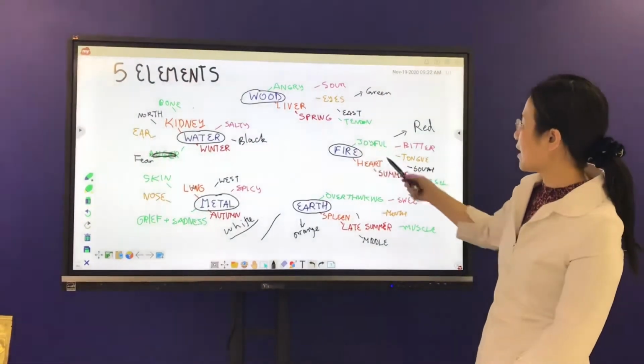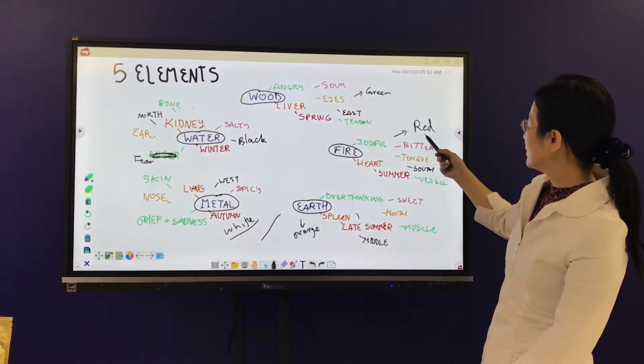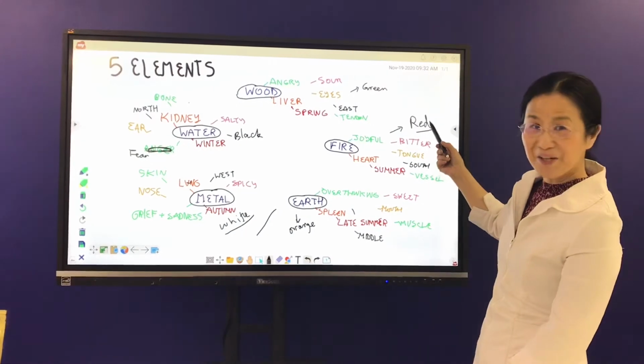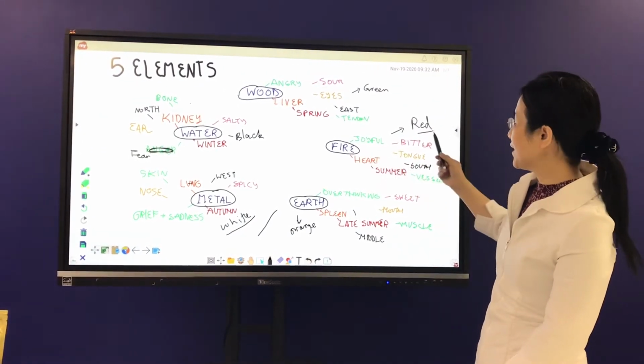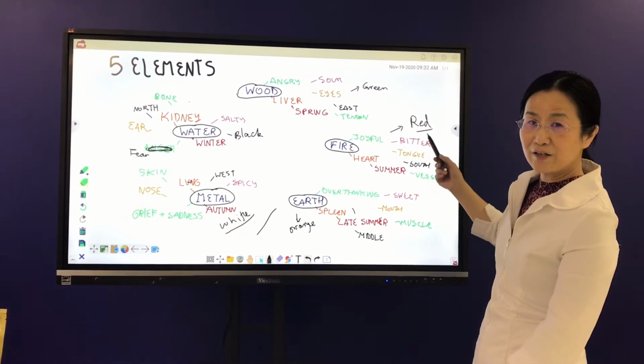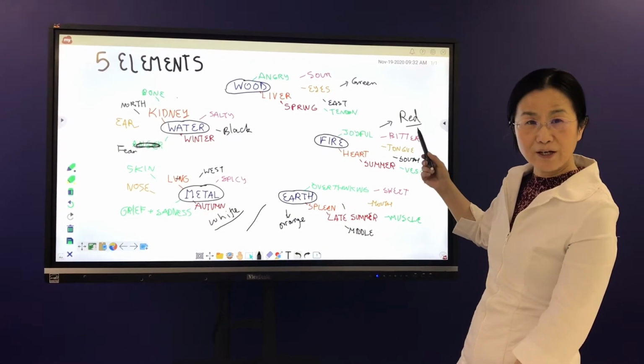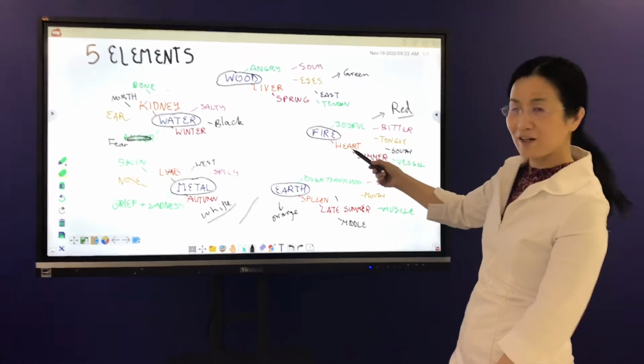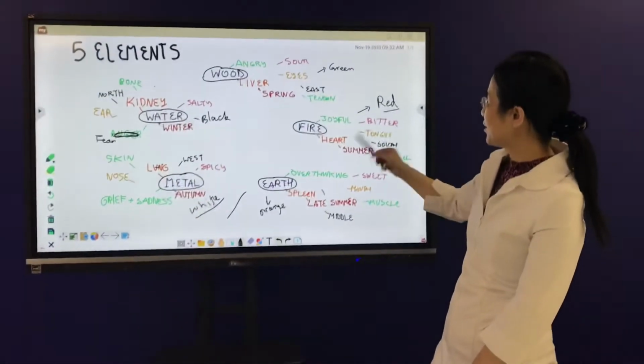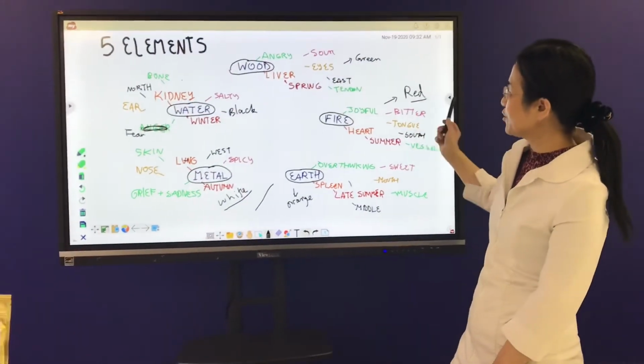So fire, heart, red color. Cherry, cherry is so good for your heart. And now they find out the cherry actually could reduce the cholesterol, especially reduce the LDL. So red goes to your heart, right? So that's all some relationship.